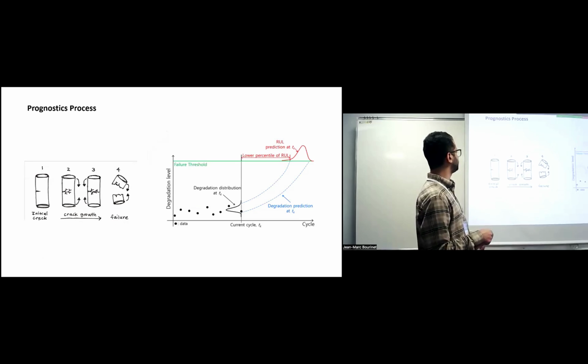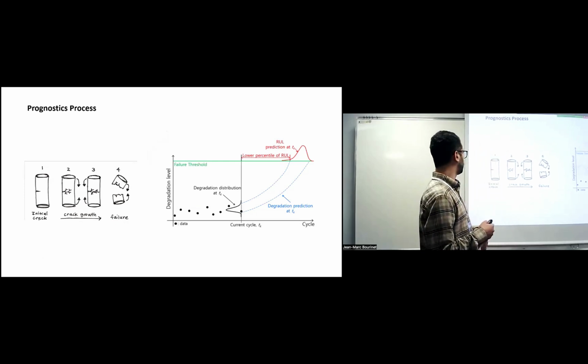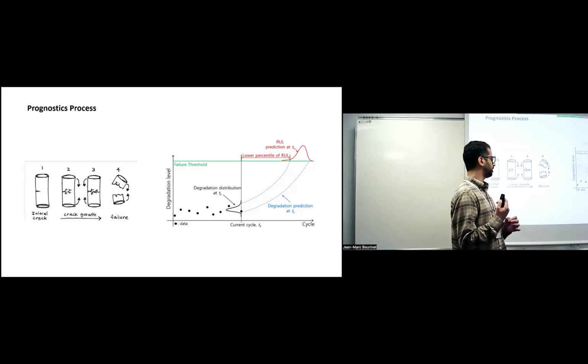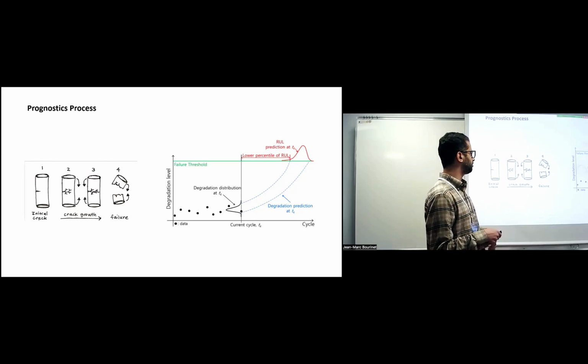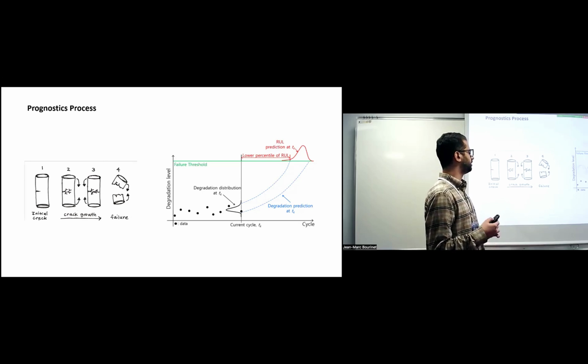This is a basic picture of crack growth that I'm using for the physical model. We want to remove the components exactly before this failure condition. So we need the degradation model and the measurement data that we capture from health monitoring signals, and we predict the distribution of the degradation model. And in the current cycle, we can predict the remaining useful life.